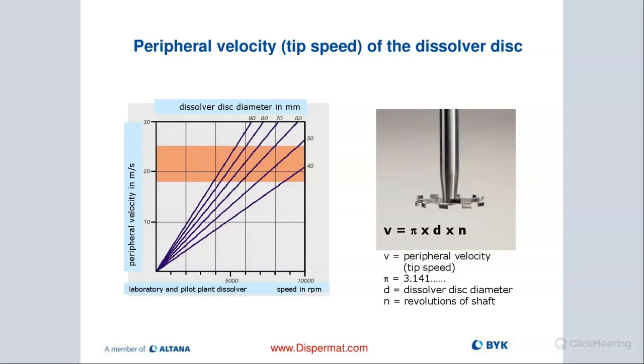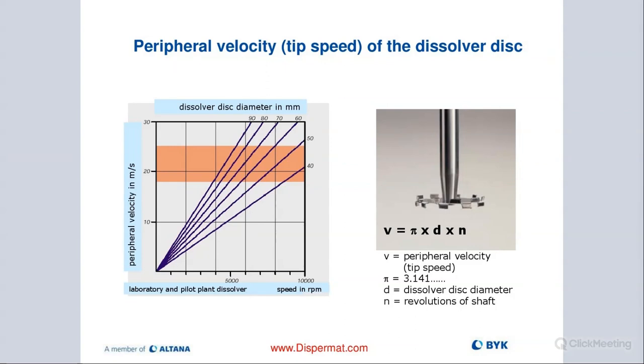Here is a good formula on how to calculate the tip speed. That formula also is true when we are calculating the rotor speed when we are milling. So it's actually the velocity is equal to pi times the diameter of my blade times the RPM of my rotor or dissolver shaft. If I calculate meters per second, I divide everything by 60.